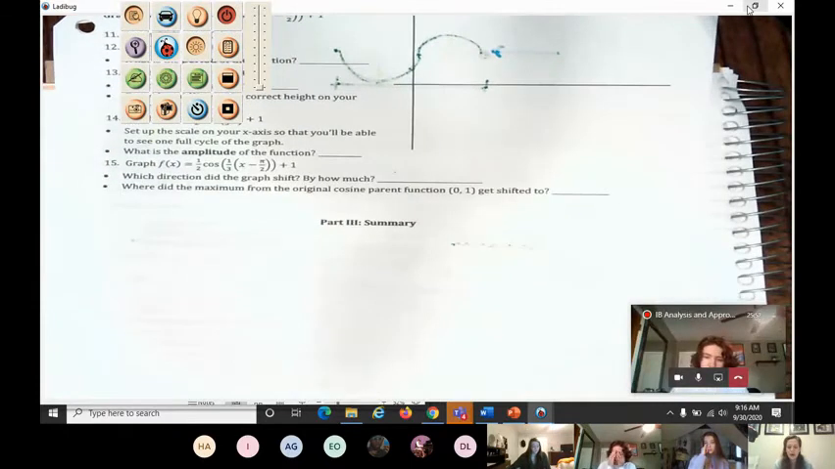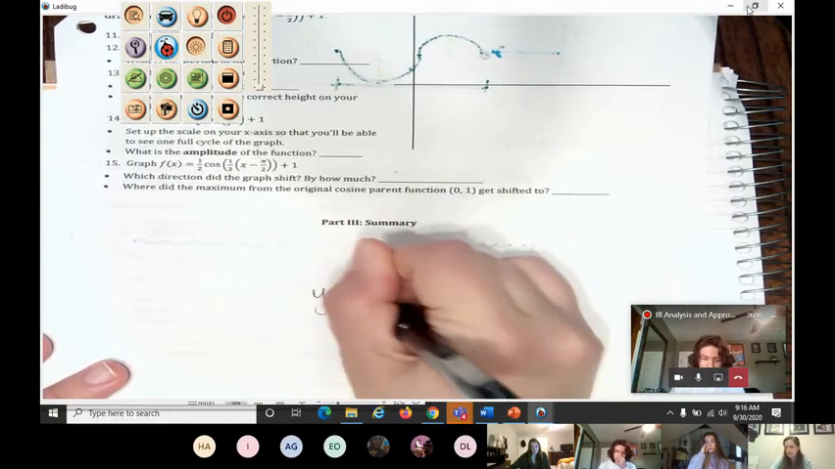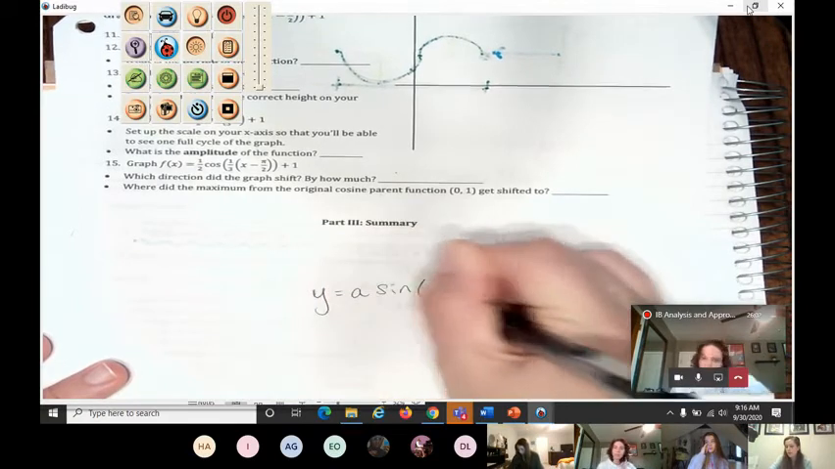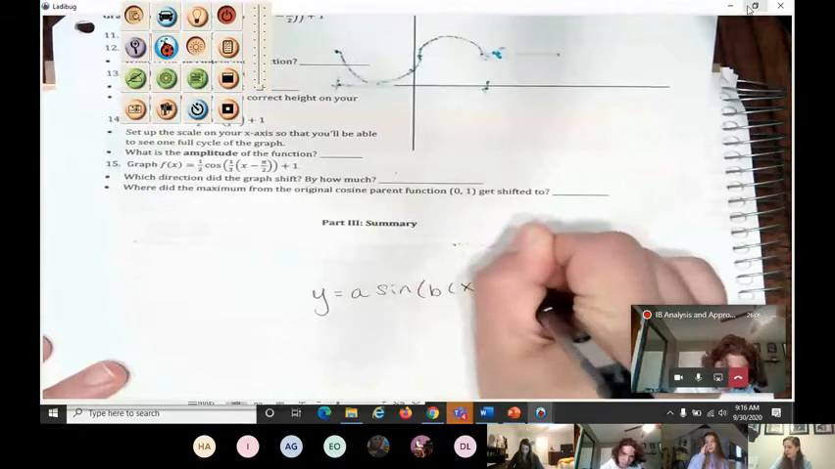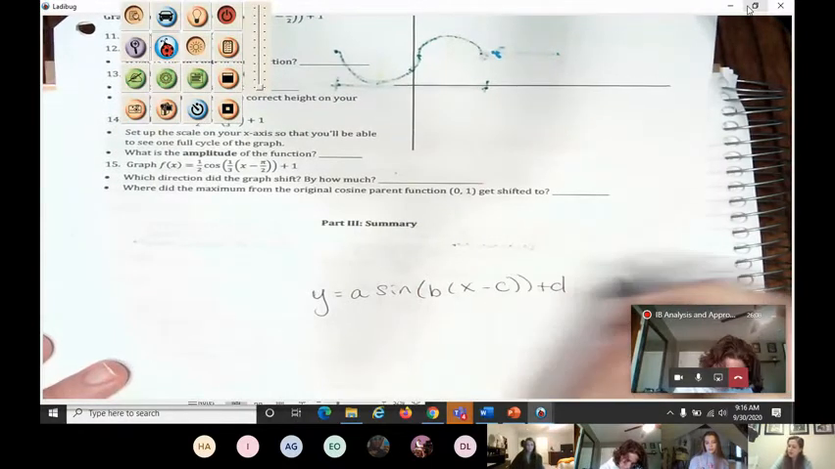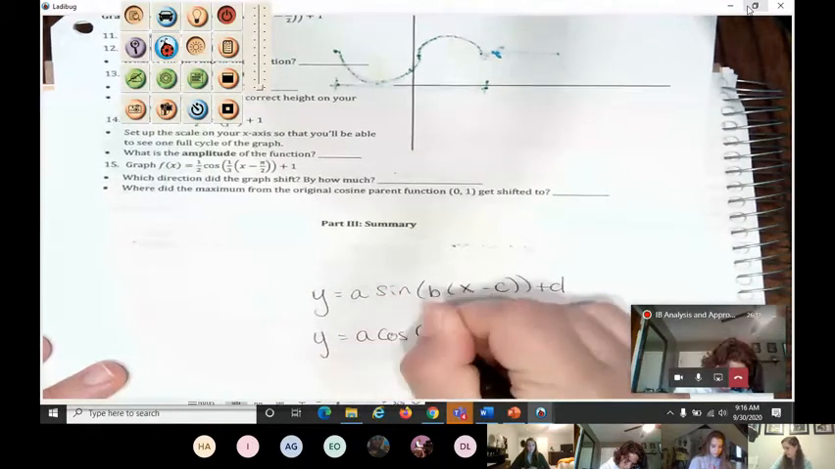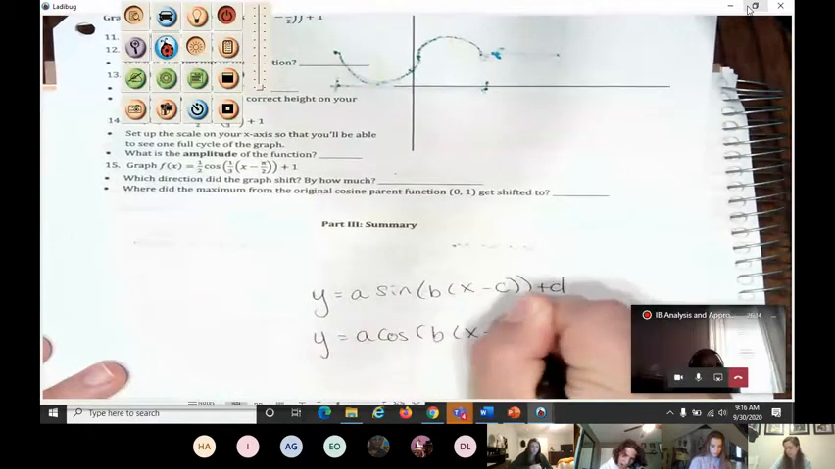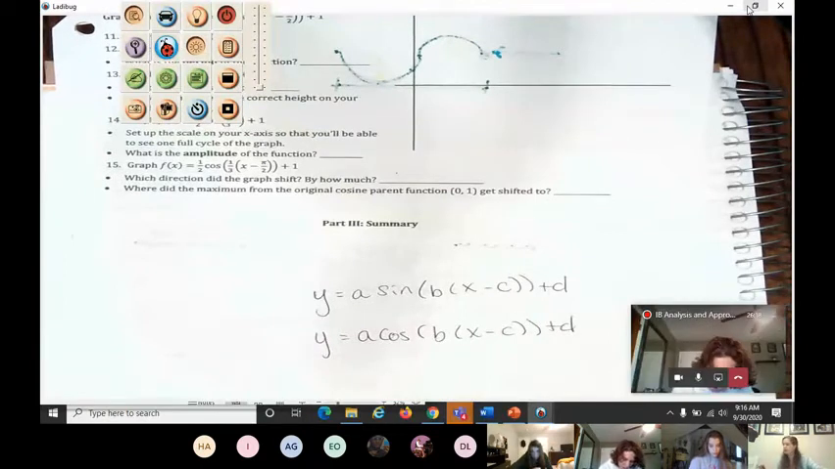Okay, so there are a couple things we need to go through. So first, I want to write out our two equations. We have y equals a sine, and with the variables inside of them. So x minus c plus d, and then I'm going to do another one for cosine. Okay, we're going to go through what each of these variables represents.